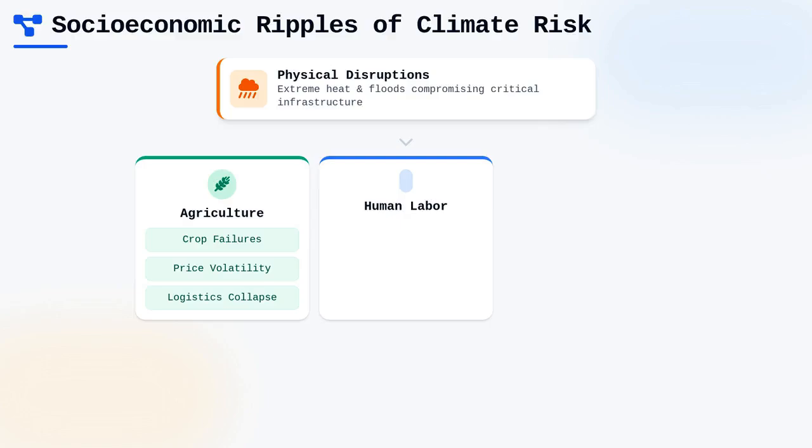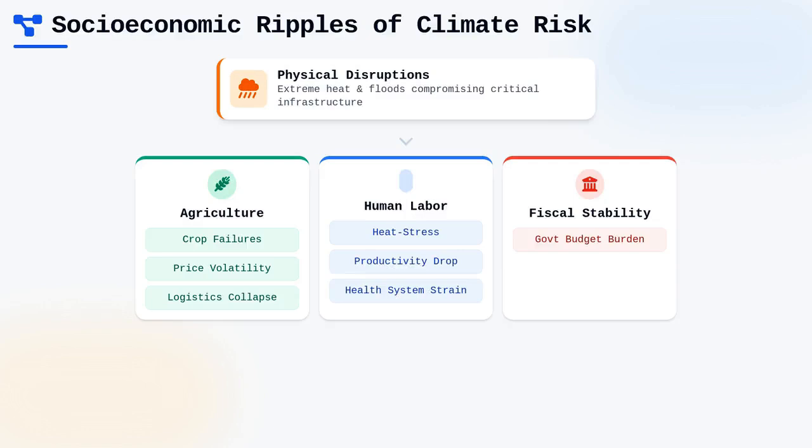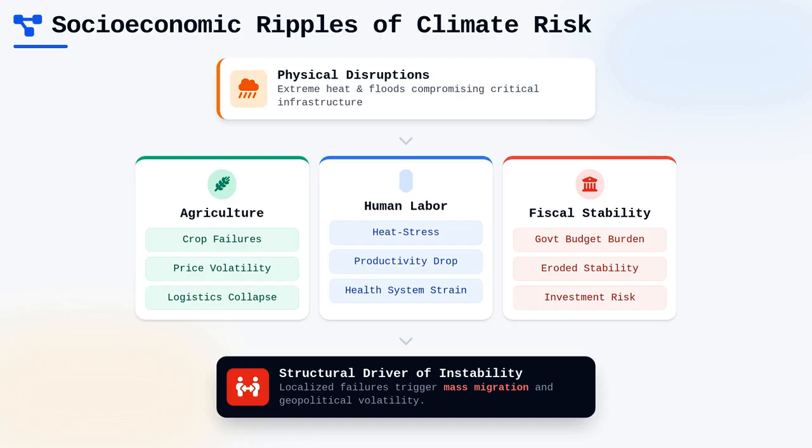Similarly, we must consider the decline in human labor productivity as a direct consequence of rising heat stress, particularly in emerging economies where reliance on outdoor labor remains high. As public health systems face the strain of these heat-related crises, the resulting economic cost increases the burden on regional governments, further eroding the fiscal stability that protects private investments. When these localized economic failures cross a certain threshold, they frequently act as catalysts for mass human migration, forcing us to view climate risk not just as an environmental factor, but as a structural driver of social and geopolitical instability.